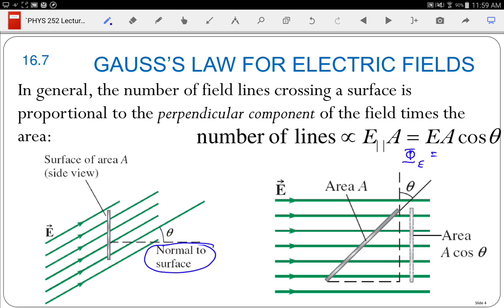Now you and I, being more educated students, can find a better way of writing that. Instead of E times A times cosine theta, what's the more common linear algebra way of writing that? Remember, E and A are vectors. A is the area vector whose direction is the direction of the normal to the surface. E is the electric field vector. What combination of E and A gives you a scalar with cosine theta?